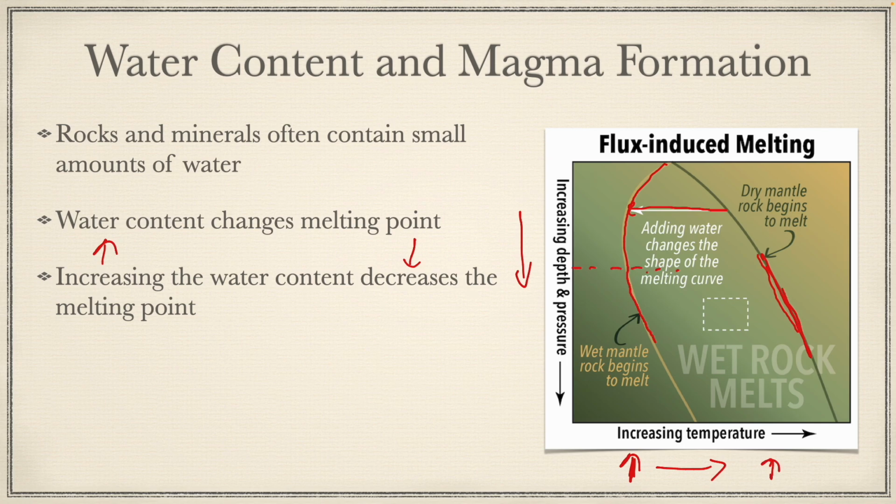So maybe this is the depth you're looking at here. Well, if it's got water in it, it's going to melt at this point. If it's dry, it's going to melt over at this point. So if it has water in it, it's going to melt here. If it's drier, it's going to melt over here. Okay, so again, the more water you have in that rock, the more likely it's going to melt, because the water acts as sort of a lubricant to allow those particles to start moving around each other.